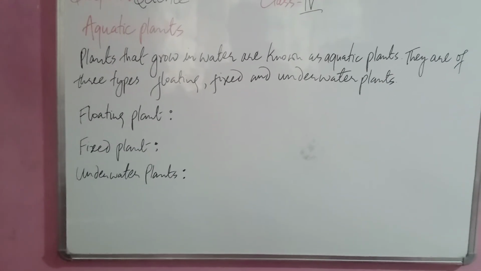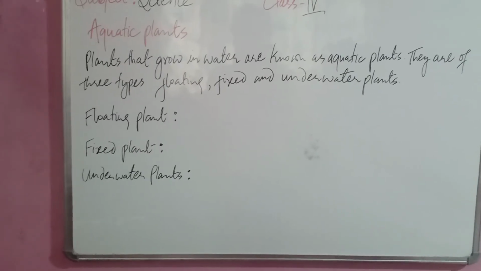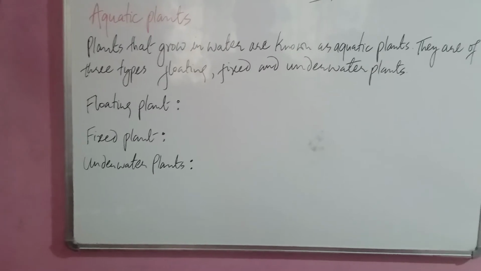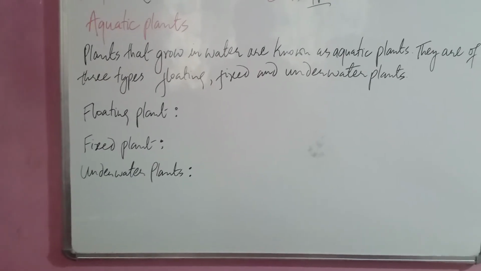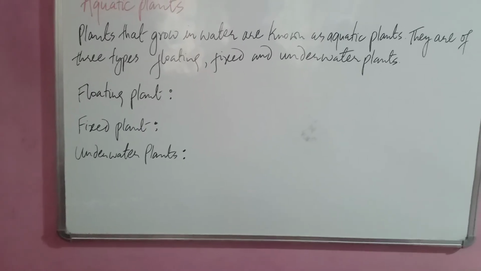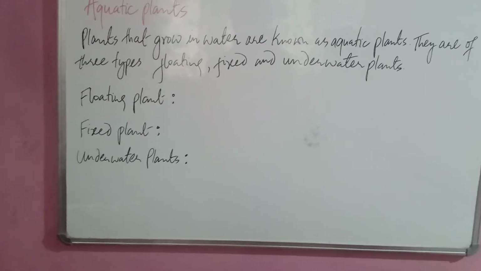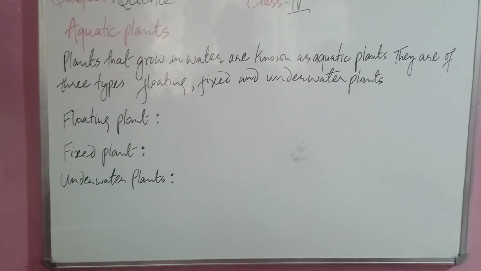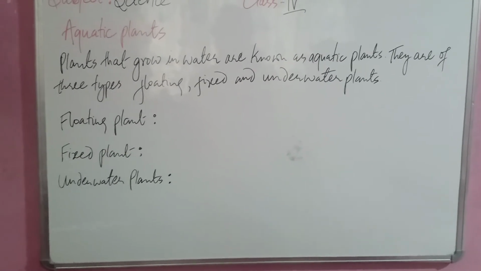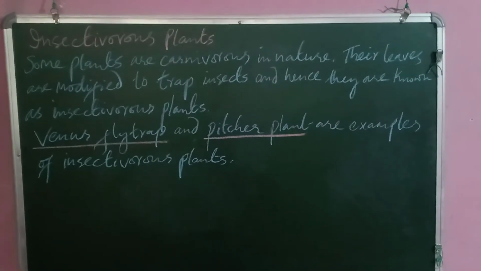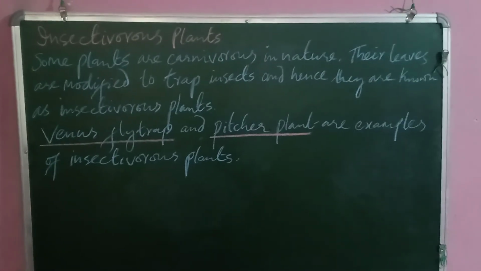So they usually grow under the water surface and have thin and narrow leaves, and the leaves absorb gases which are dissolved in the water directly through their surface. And pondweed and tape grass are some examples of underwater plants. So the next category we have is insectivorous plants.